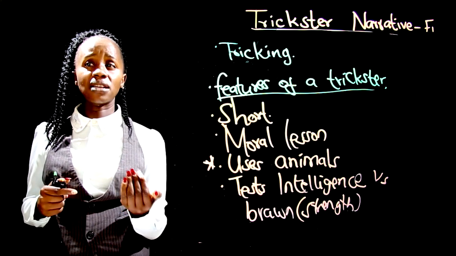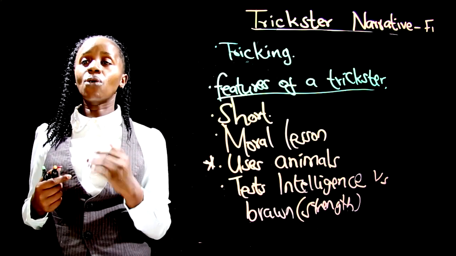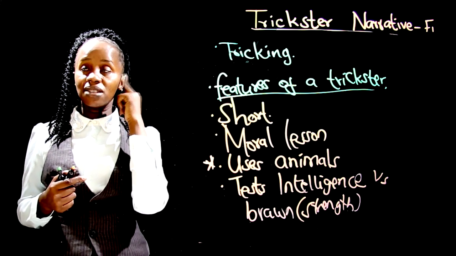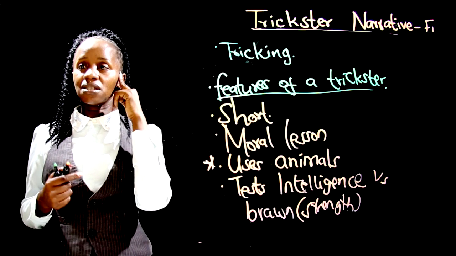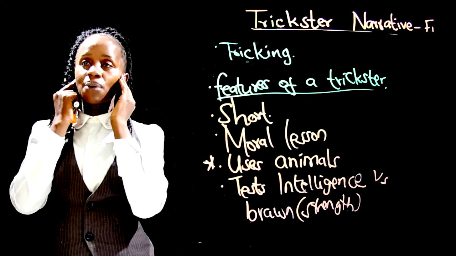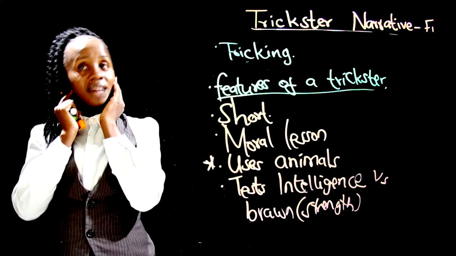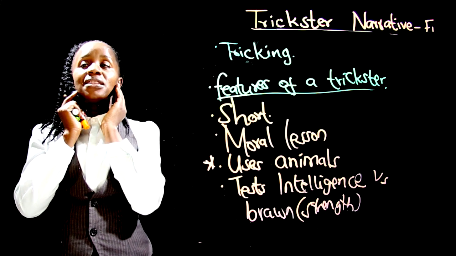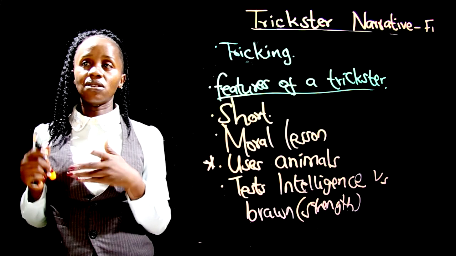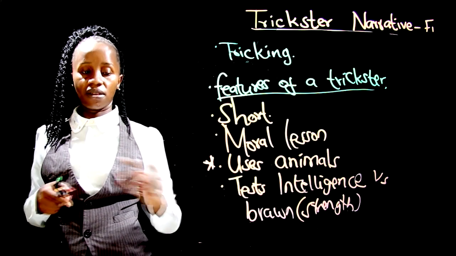But what does it show us? That it doesn't matter how small or big a person is. What matters is what is in their brain. So it tests intelligence. How clever is this animal, or how clever is this person, so that they cannot be outdone by an animal or even a person that is small in stature. So it tests intelligence versus strength.